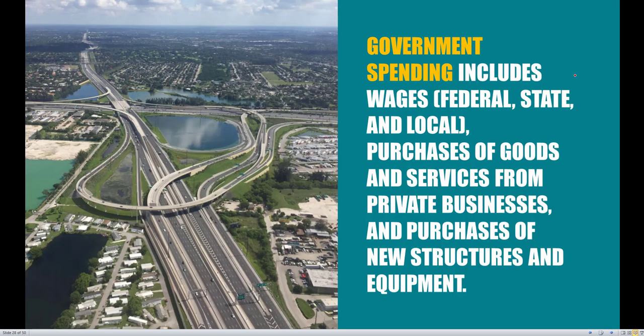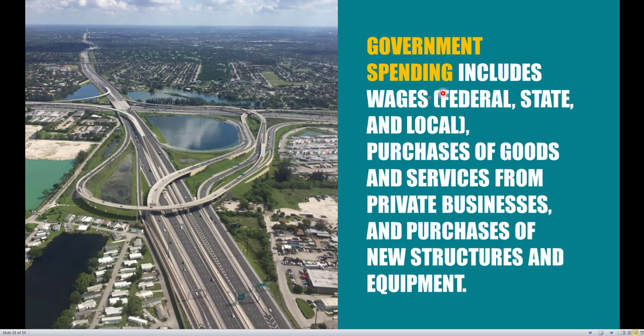Third component is going to be government spending. And government spending, as you can see right here, includes three components of the government: federal spending, state spending, and local spending. So here it includes wages and purchases of goods and services from private businesses and purchases of new structures and equipment. And this is going to be done on the government level. The main thing that we want to focus in on is that it includes all three levels of government: the federal level, the state level, and the local level.